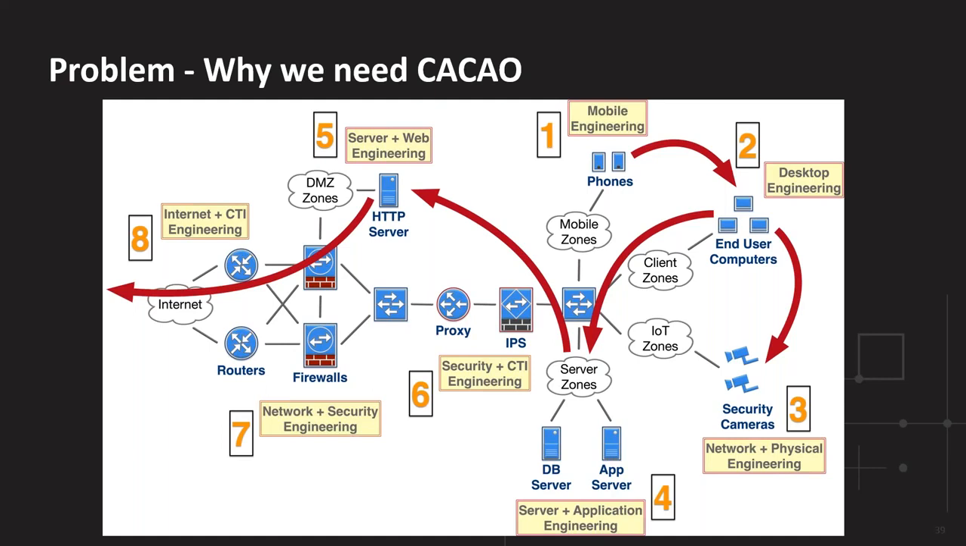So first you would have the mobile engineering team, then you might go over to desktop engineering team, and then the network physical engineering team, because the IP cameras were also compromised, going into the server engineering team and application engineering, traditional security and threat intelligence teams as they're doing analysis, up back again to the server and web engineering teams, and then all the way out to your internet and core teams as they begin to do the work on the cleanup. And there's a lot of bits and pieces that have to be shared, a lot of information that needs to be put together and to be correlated.